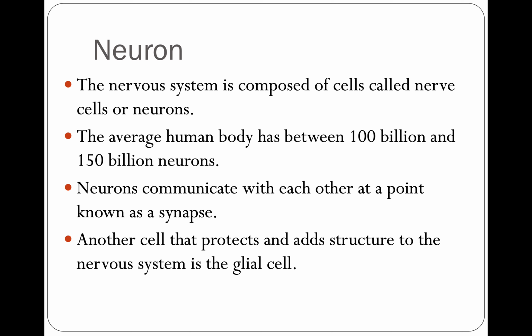The nervous system is composed of cells called nerve cells or neurons. Of course, you all know that. The average human body has between 100 billion and 150 billion neurons. Neurons communicate with each other at a point known as a synapse. Another cell that protects and adds structure to the nervous system is the glial cell. There's at least as many glial cells as there are neurons.